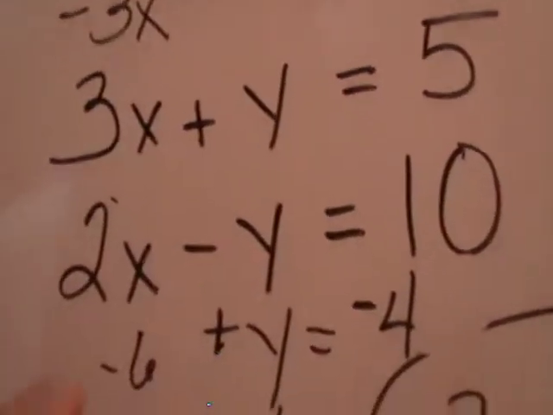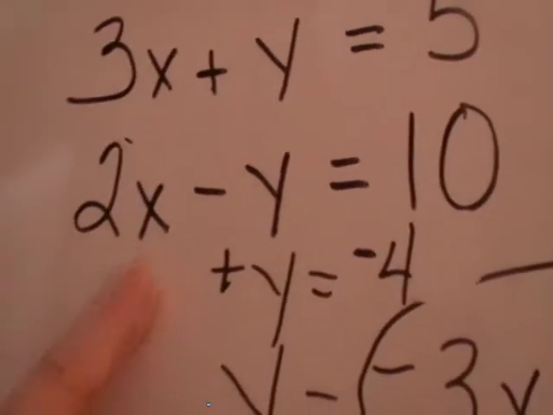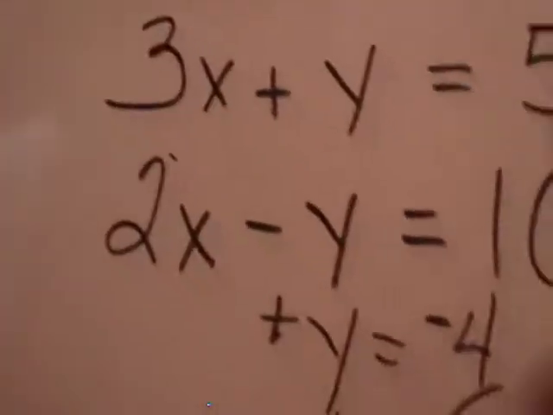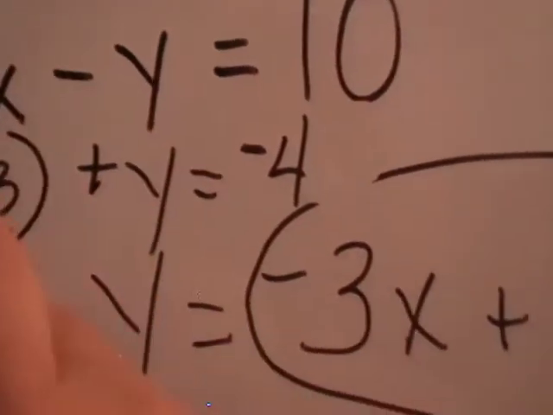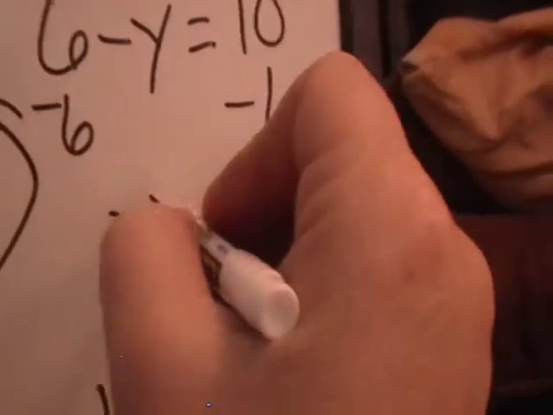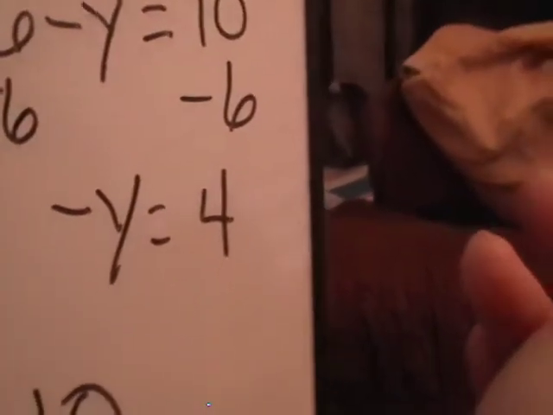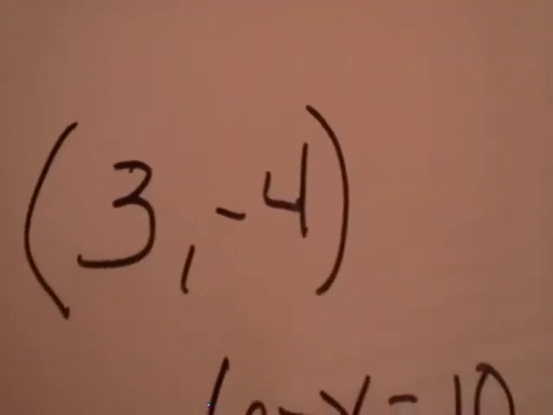So again, I apologize about how quickly I ran through here. We're going to take that 3. We're going to substitute it in here. 2 times 3 is 6. I'm left with 6 minus y equals 10. I subtract the 6, and I'm left with negative y equals 4. But can I have a negative y? No, I cannot. So I have to swap them. And that's where I come up with my point of intersection.